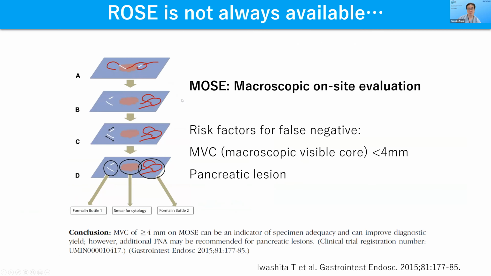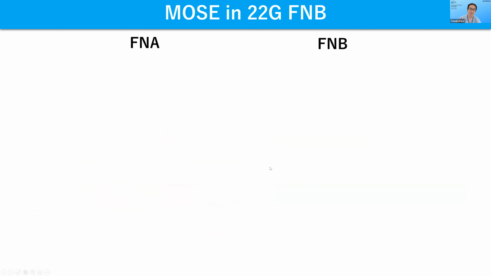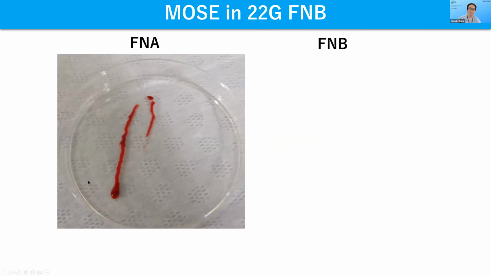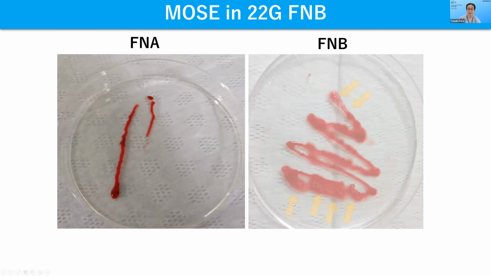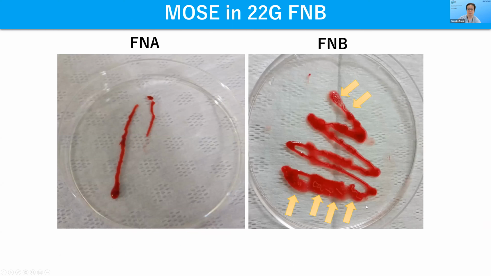And this is another technique for evaluation of the FNA specimen, because in many centers, ROSE is not always available. This is macroscopic on-site evaluation. And this is a specimen of FNA. You can see the blood, but you cannot see obvious tissue. But if you choose an FNB needle, sometimes we can get this kind of long white core, so we can tell it's good enough.